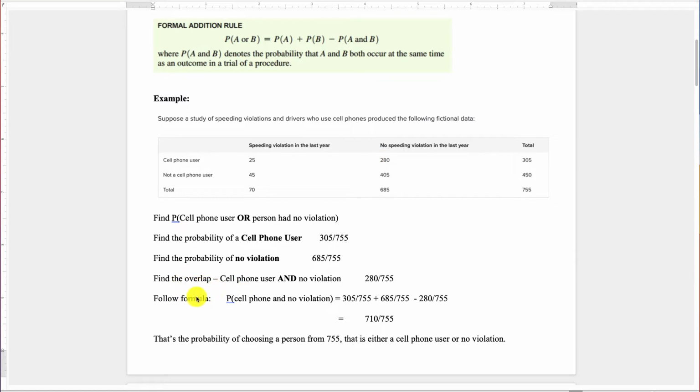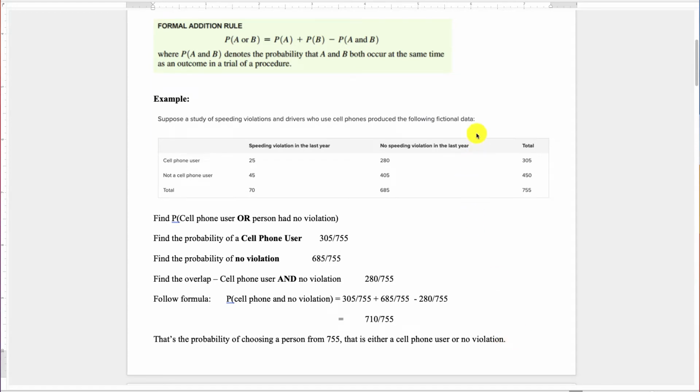So to find the overlap would be the probability of a cell phone user and no violation. So they cross right here. And that would be 280 over the total, 755. So now we're going to add these two and subtract this last one off. 305 plus 685 minus 280 would be 710 over the 755. And so that would be the probability, as a fraction, that the person chosen from 755 people is either a cell phone user or has no violation.